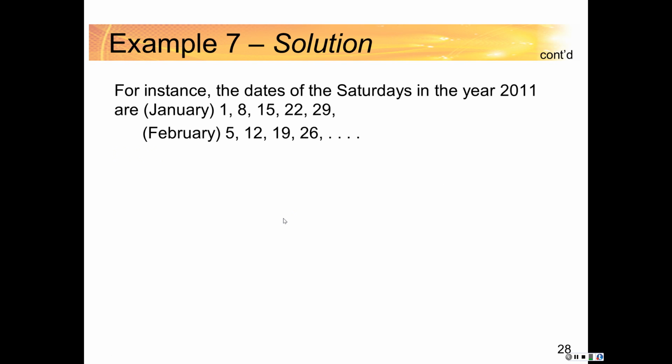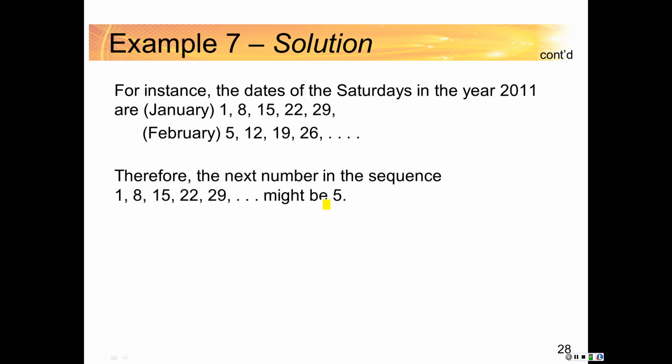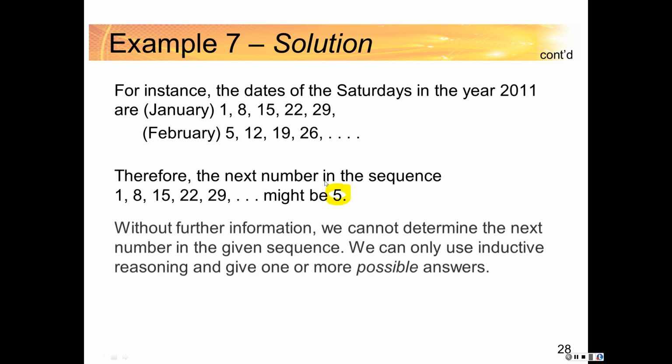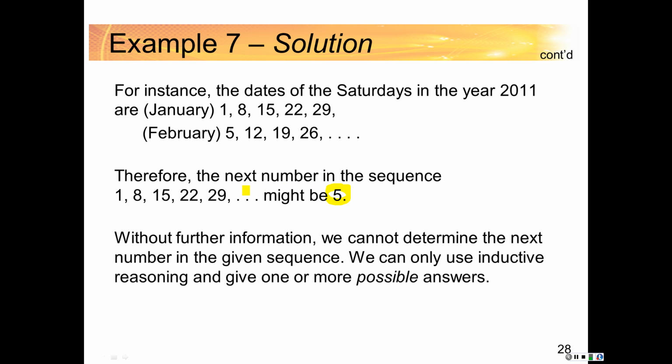For instance, the dates of Saturdays in the year 2011 were January 1st, January 8th, January 15th, January 22nd, January 29th, February 5th, and so forth. So it might be 5 that comes next in the sequence. Without further information, we cannot determine the next number of the given sequence. We can only use inductive reasoning to give one or more possible answers.